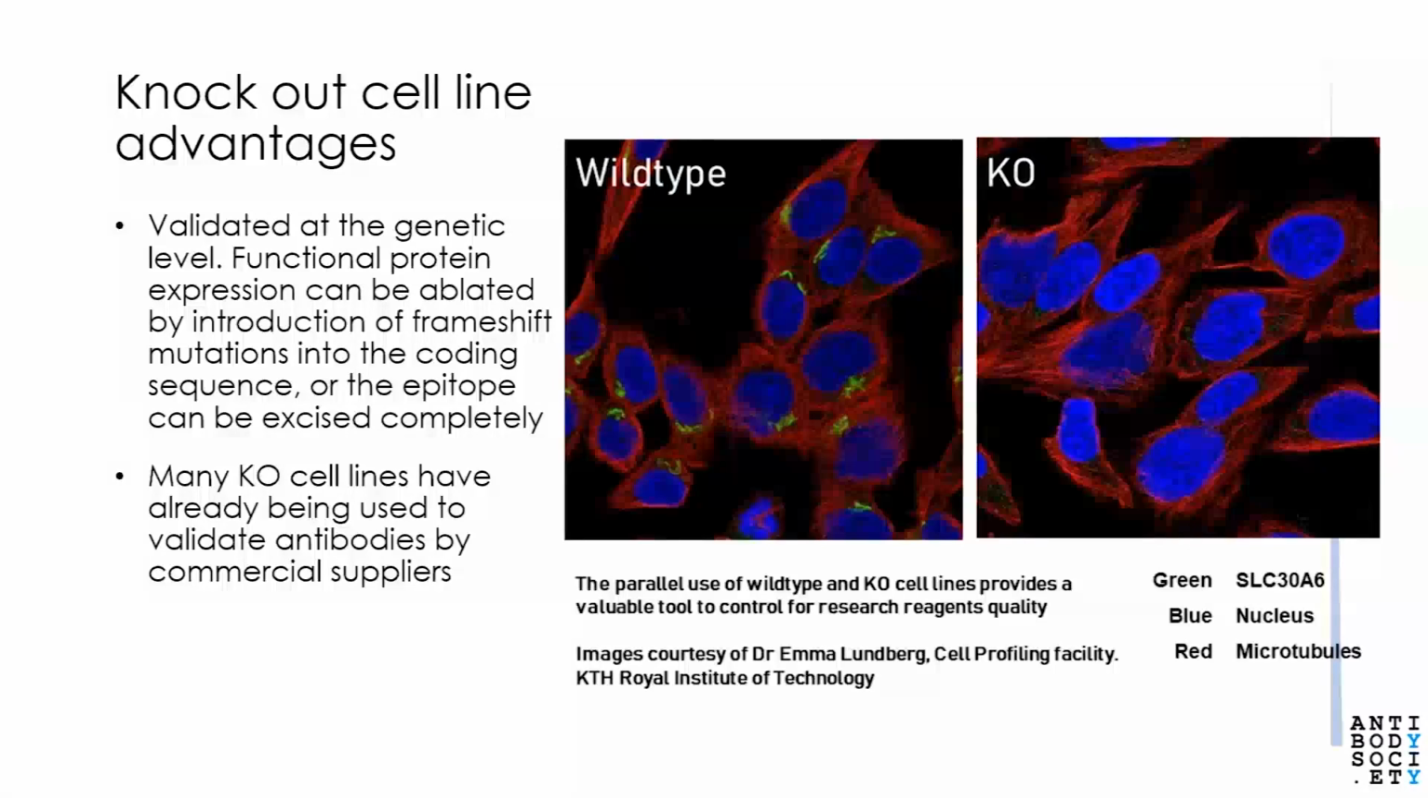And so I just want to say that I think this really points out the validity and the robustness of this technique in using knockout cell lines for validating your antibodies and specificity of your antibodies. And I want to say that many knockout cell lines have already been used to validate antibodies by many commercial suppliers, as Simon alluded to in his introduction. And I will say that back in 2015, we had an agreement with a commercial supplier which used our cell lines to validate their antibodies.